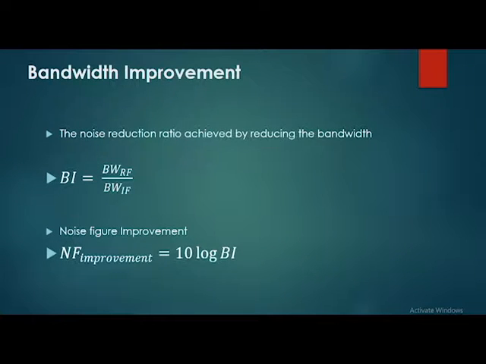Bandwidth improvement. The noise reduction ratio is achieved by reducing the bandwidth. The formula for bandwidth improvement is BI equals bandwidth RF divided by bandwidth IF. For noise figure improvement, the formula is NF is equal to 10 log of BI.